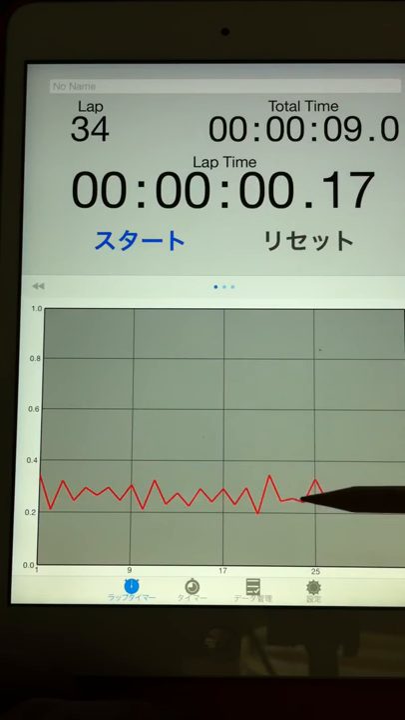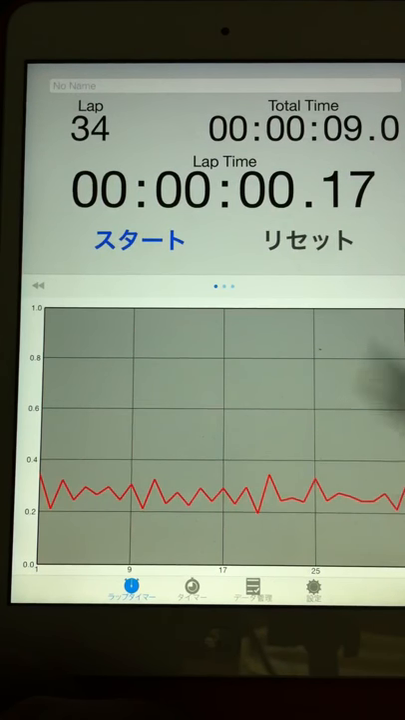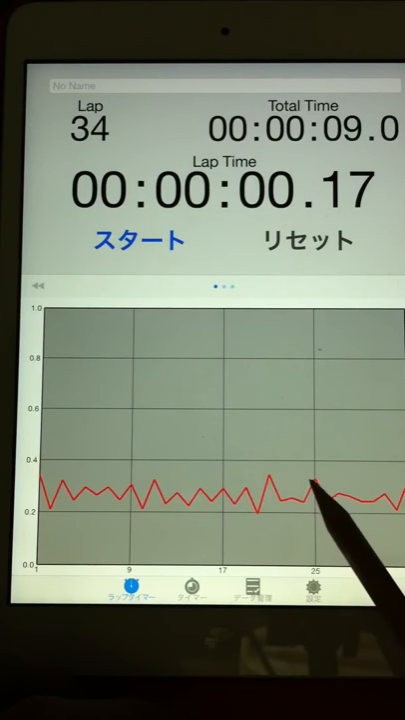1, 2, 3, 4, almost even bounce. And 1, 2, almost even bounce, even bounce. So, this part is even, and the last bar is a mountain. 1, 2, mountain, or 1, mountain.